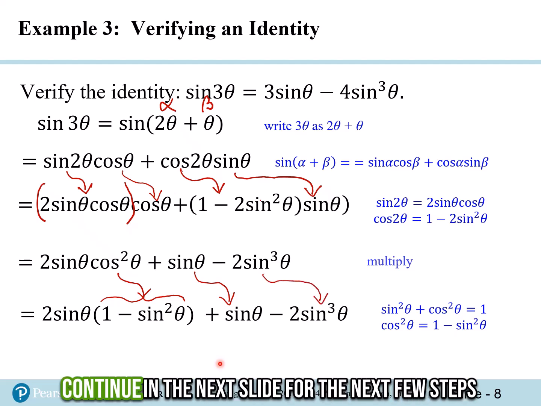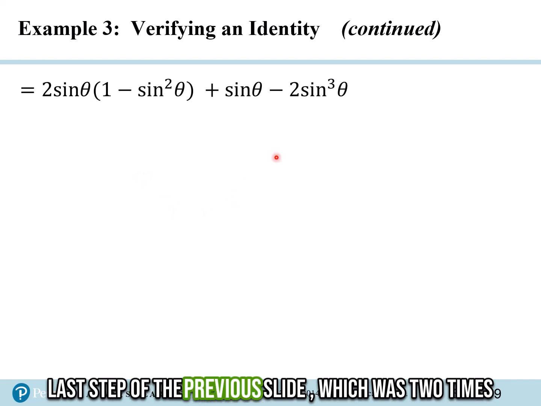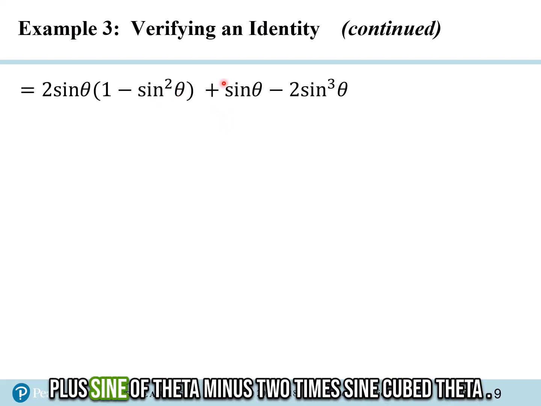Right, so this is going to continue in the next slide for the next few steps. Here we've brought over the expression from the last step of the previous slide, which was 2 times sine of theta times 1 minus sine squared theta plus sine of theta minus 2 times sine cube theta.